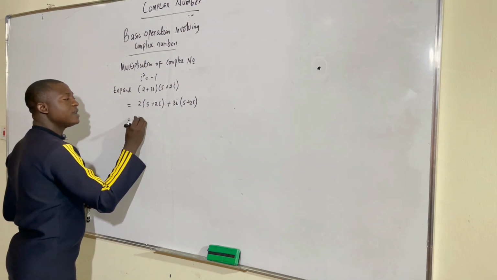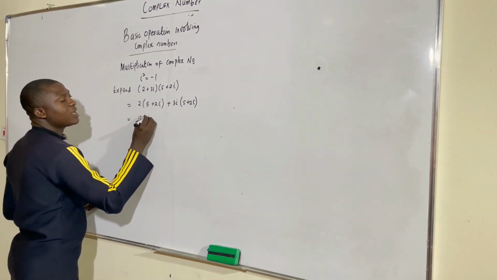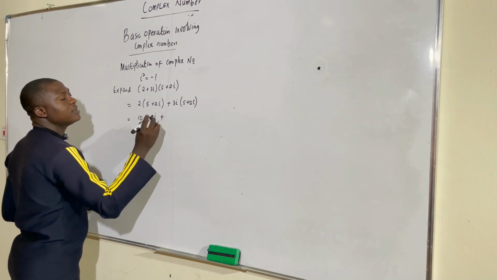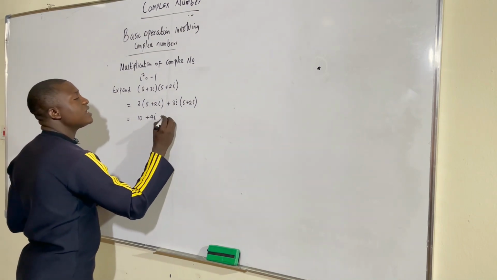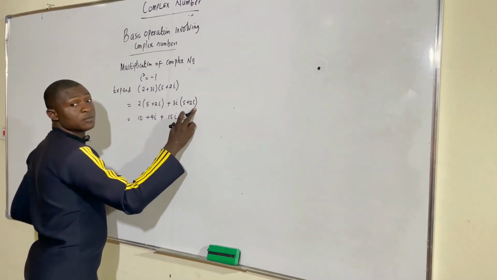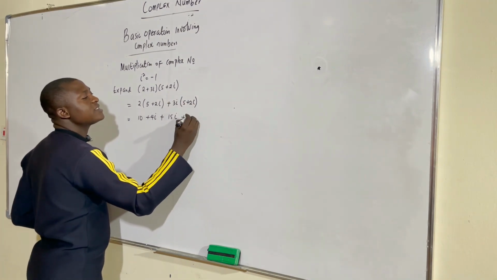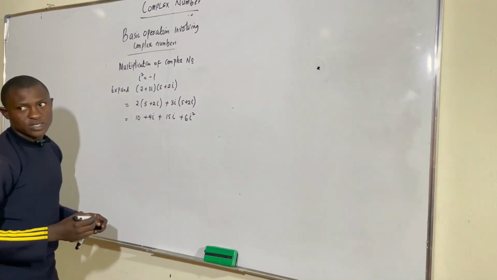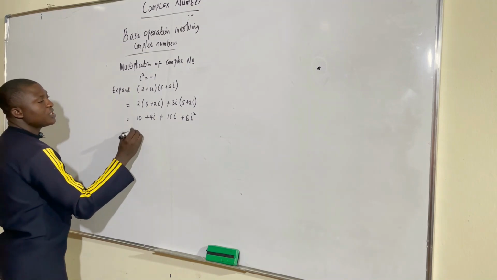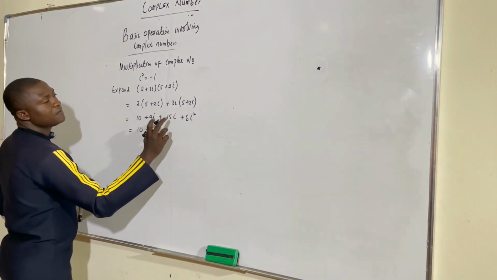So now let's expand. 2 times 5, that's going to be 10. 2 multiplied by 2i, that's going to be 4i. 3i times 5, that's going to be 15i. 3i times 2i now. 3 times 2, we have 6. Then i times i, we have i squared, right? Now, so here we have 10 plus 4i plus 15i.